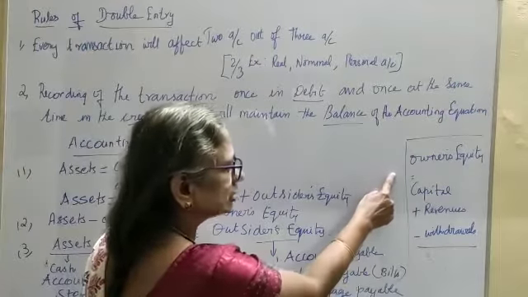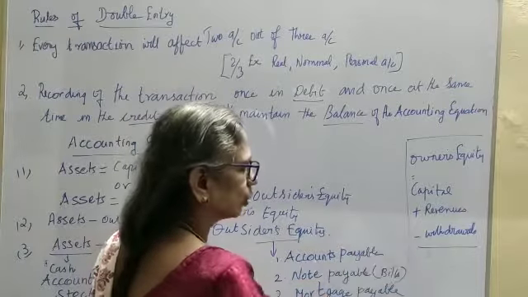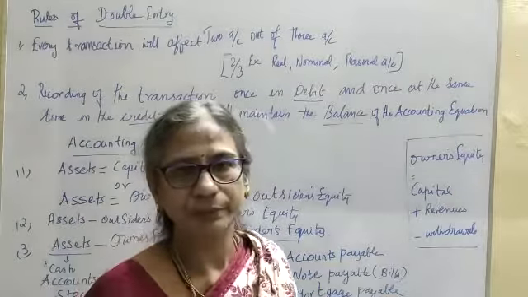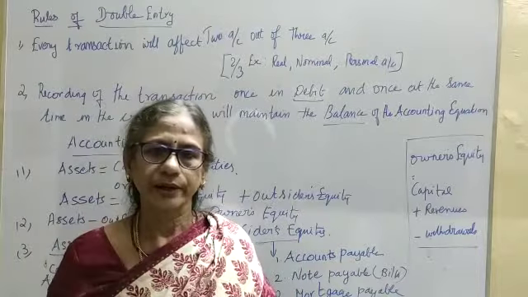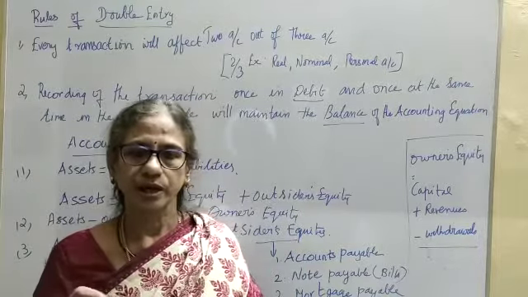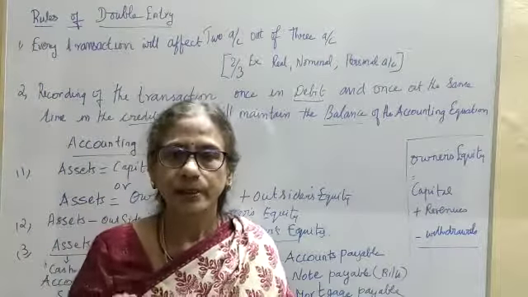Capital, what? Owner's equity. Owner's equity equals capital plus revenues minus withdrawals, or drawings, whatever it may be. After this we'll stop. Next we'll take one smaller account, with a few transactions which have to be posted in the books of accounts.